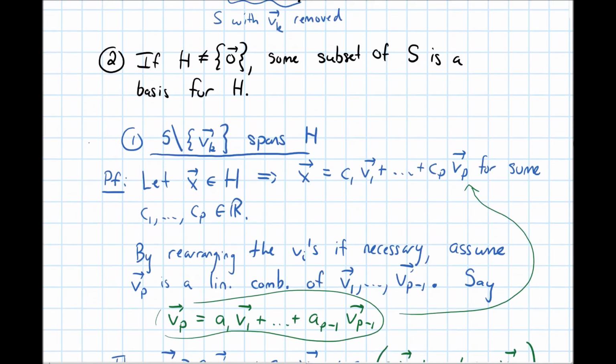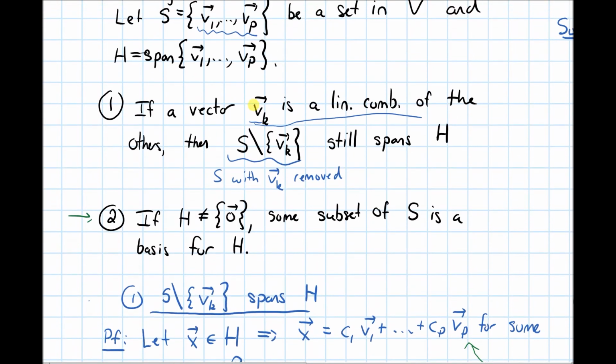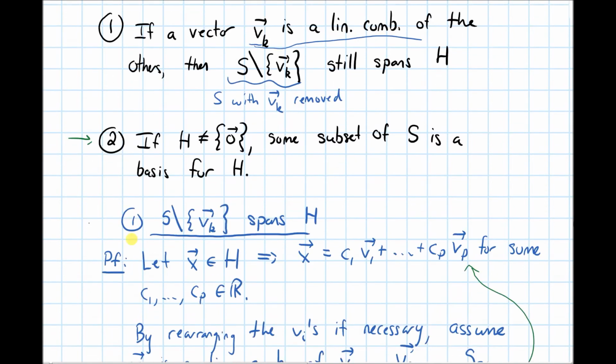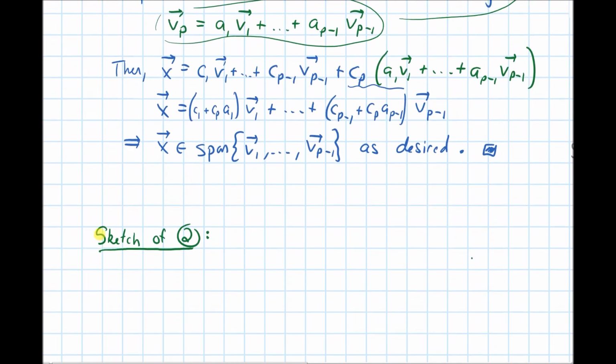For part 2, what I want to notice is, based off of what we just showed, if our set had a vector that was a linear combination of the others, I could sort of toss it out without changing the span. So the idea for part 2 is, let's just keep doing that. Let's just keep tossing out unnecessary vectors until finally I'll end up with a linearly independent set. And when I do, that set is going to be a basis. Okay, so I just need to write that down. I'm just going to sketch the proof for part 2. I won't write it up super formally, but it's basically this argument.